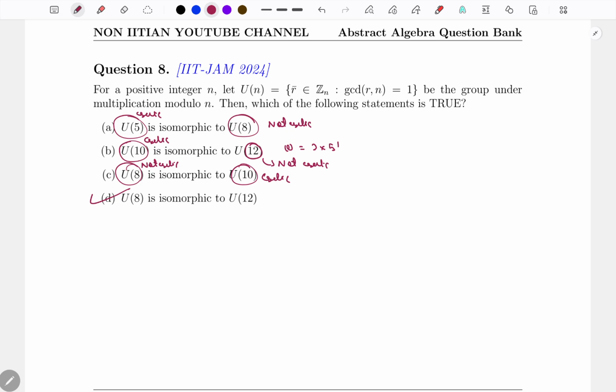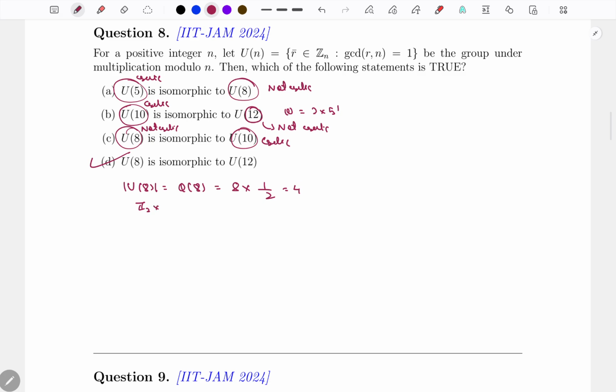But nevertheless, you can actually find out the value of it. So what is the cardinality of U8? It is phi of 8. And what is phi of 8? It is 8 times 1 upon 2, which is 4. And a group of order 4, if it's not cyclic, then the only possibility is that it's isomorphic to Z2 cross Z2, which is exactly V4. And the same happens here as well. So phi of 12 is 12 into 1 upon 2 into 2 upon 3, so this is 4. Since it's not cyclic and a group of order 4, it's also isomorphic to Z2 cross Z2. So they have to be isomorphic.